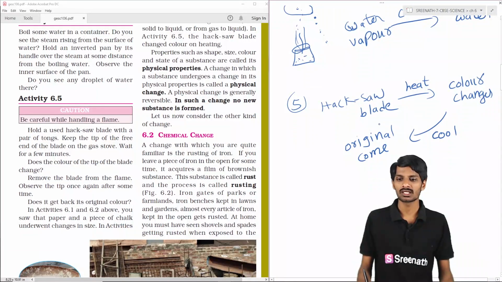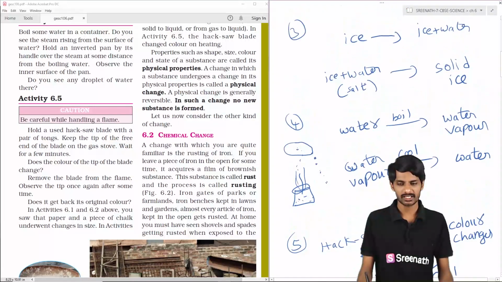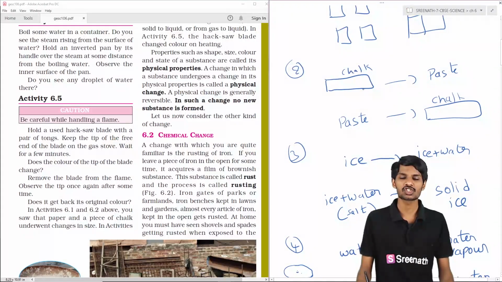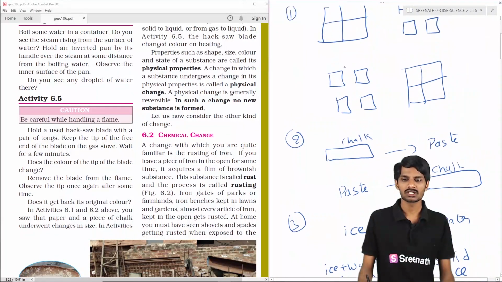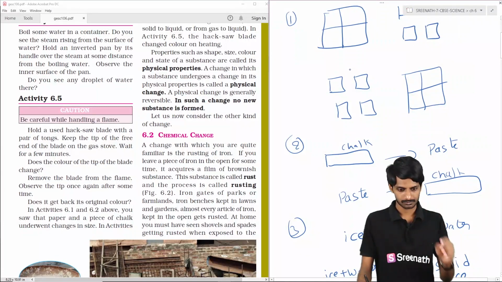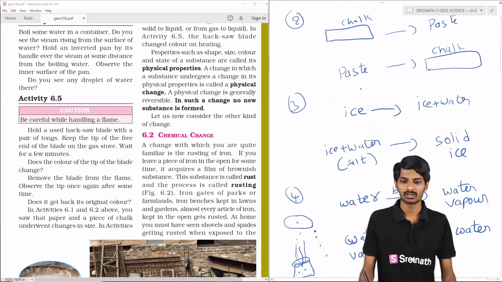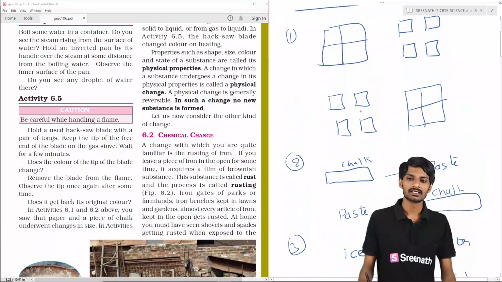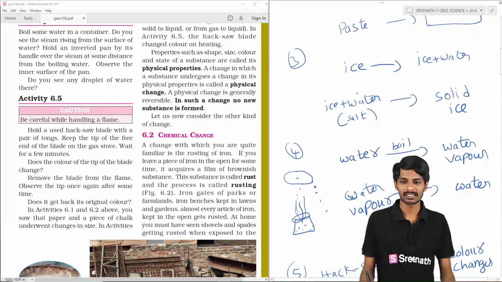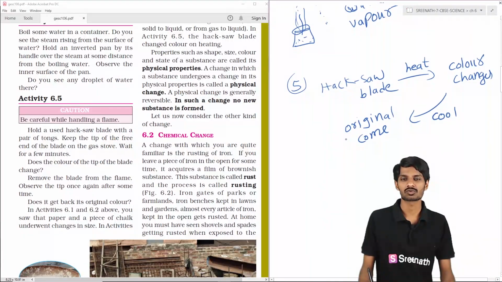So we observe here there is a change in color, here there is a change in state, here there is a change in shape or size, whatever it is called. Here also there is a change in size. Here there is a change in shape. So students, these changes are reversible, we can get the originals back after the change.